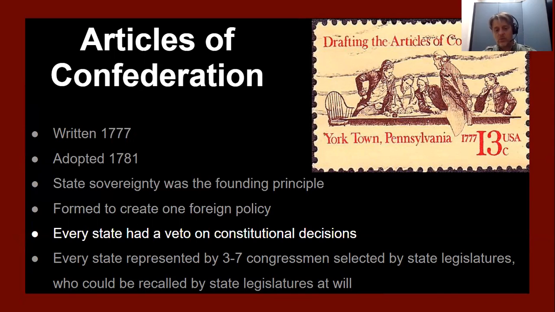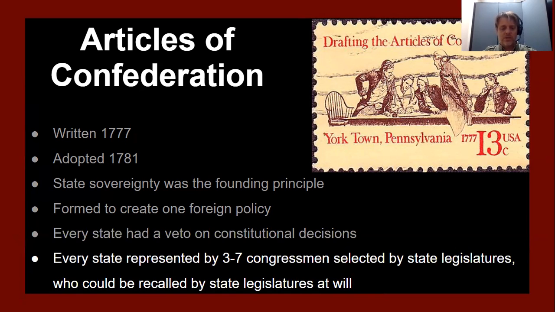One of the things that made it so difficult was every state had a veto. They could veto whatever they wanted, just like today the president has a veto. In these days, the states themselves could veto whatever was going on. And there were 3 to 7 congressmen selected by state legislatures who could be recalled by the state legislatures at will. So, for instance, we have congressmen today. There's no way to get rid of them except to wait it out and vote them out if something happens. If somebody goes off the rails, the only way they can be expelled from Congress is if Congress expels the members themselves.